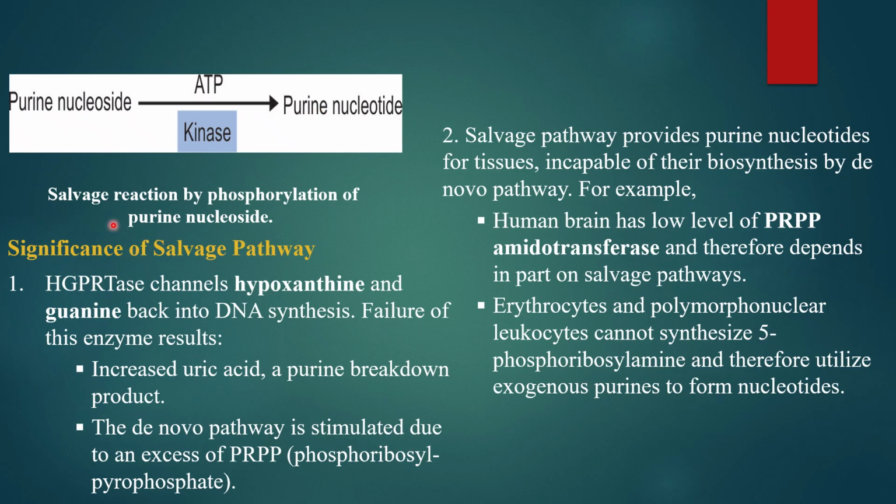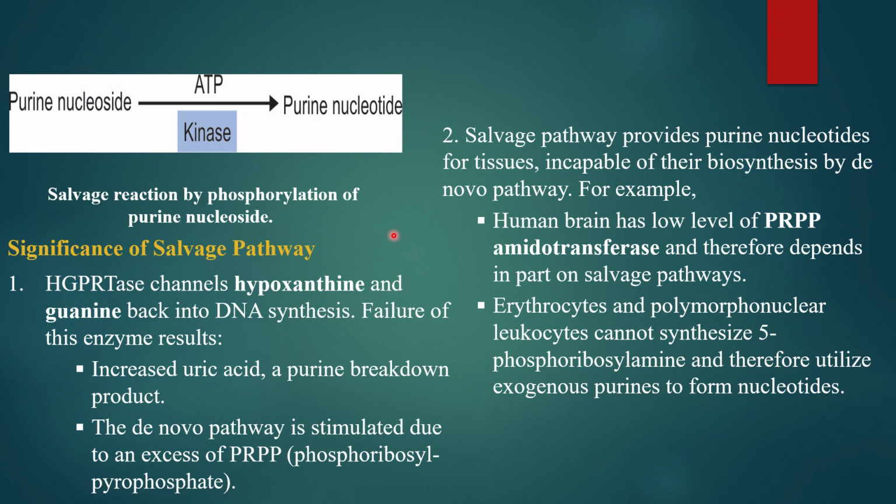Then, salvage reaction by phosphorylation of purine nucleosides. There is another way by which the purine nucleotides can be directly synthesized, by the direct addition of phosphate onto the purine nucleoside. So purine nucleosides are being added with the phosphate group donated by ATP in the presence of kinases, and that converts the nucleoside into a nucleotide. So this is also a type of salvage reaction, a single step reaction.